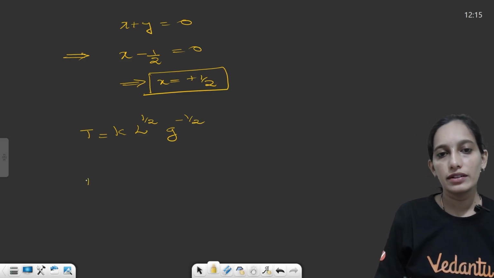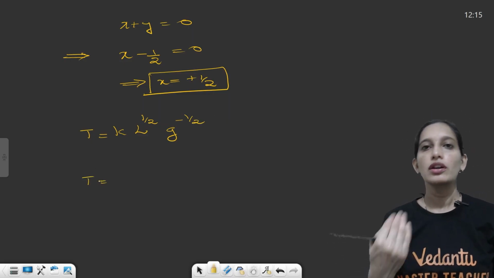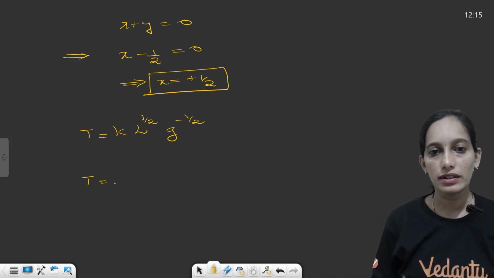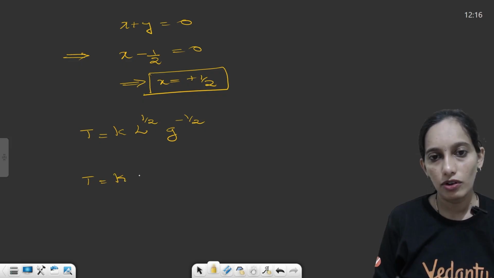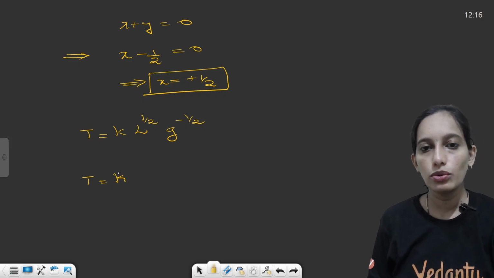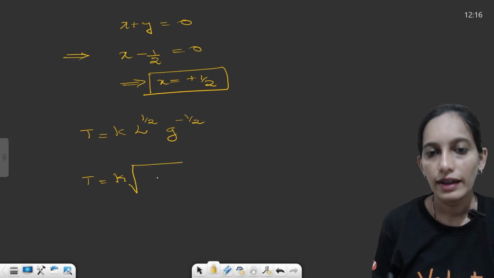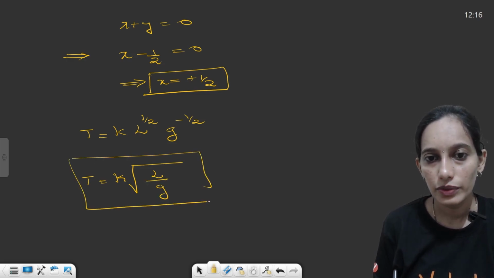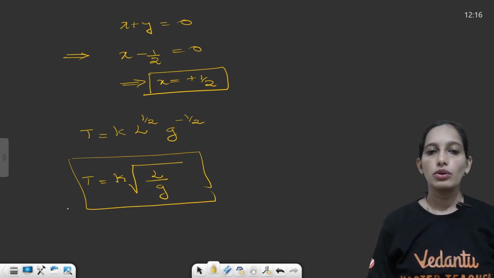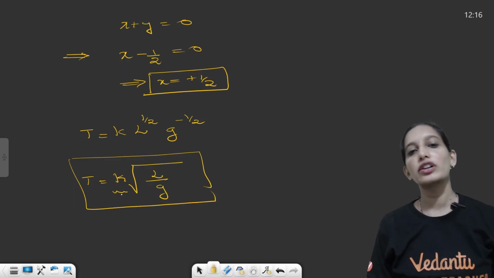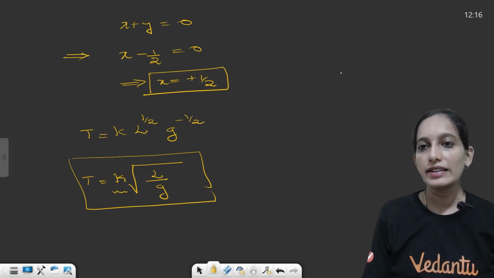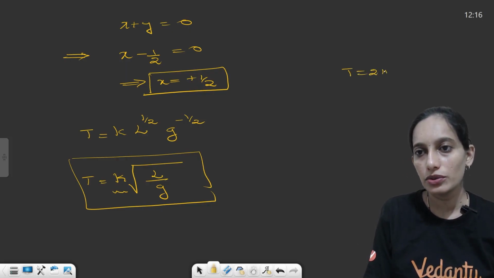Okay, again we can just write it in the square root notation. So raised to half means square root, and -1/2 means that comes in the denominator. So t is equal to some constant into square root of L by G. Okay, square root of L by G. So the proportionality constant that comes in this particular equation is 2 pi. Okay, so the final equation we get is t is equal to 2 pi into root of L by G.